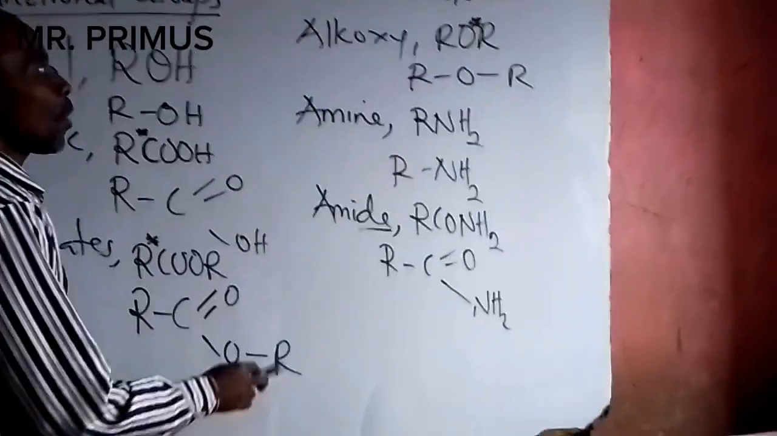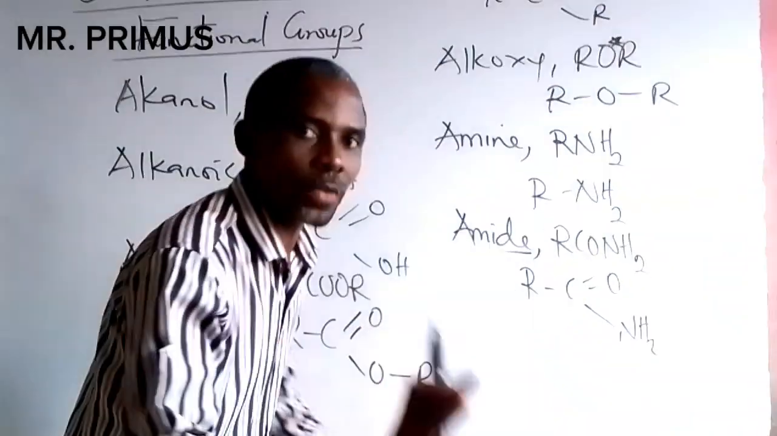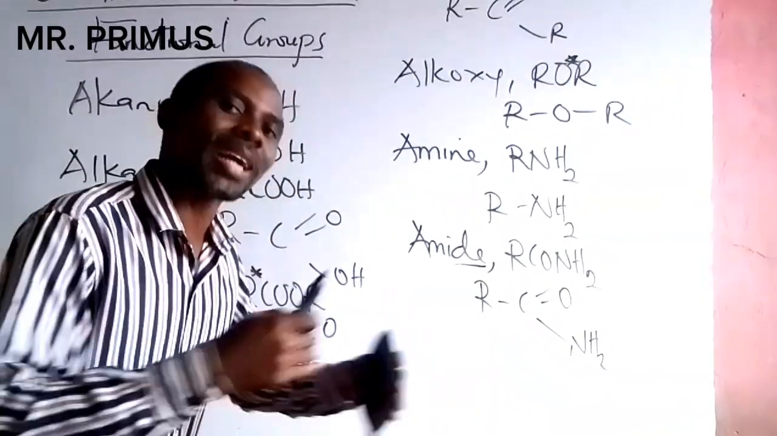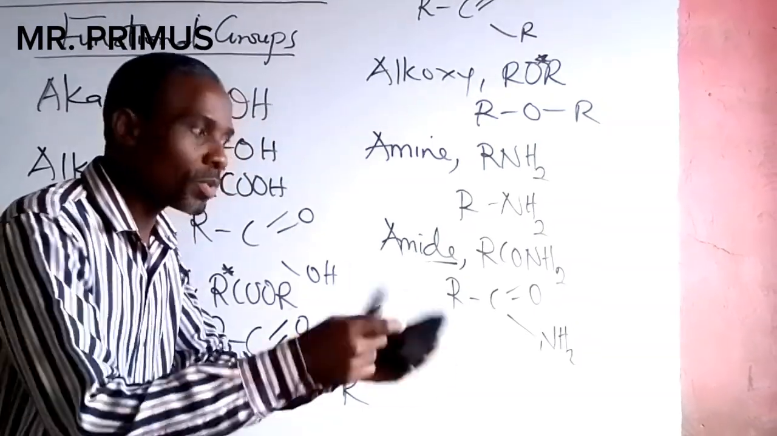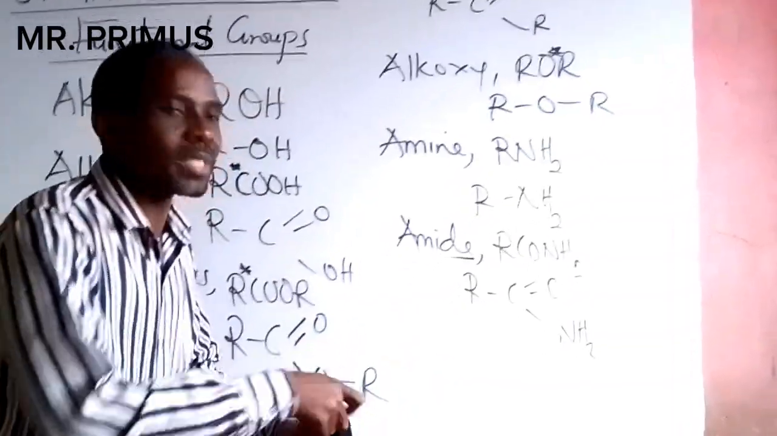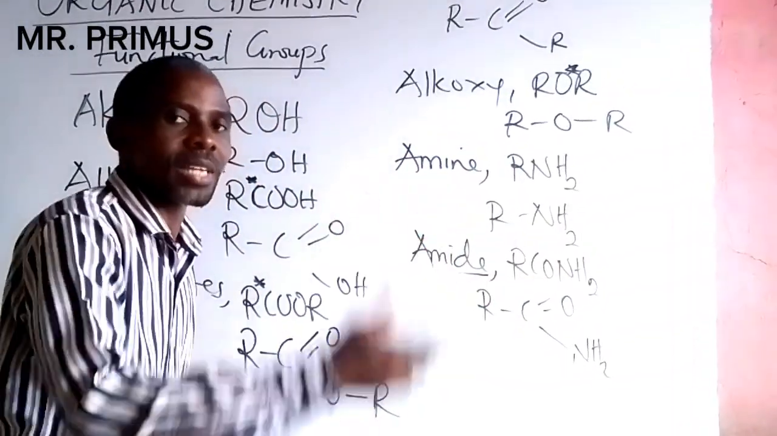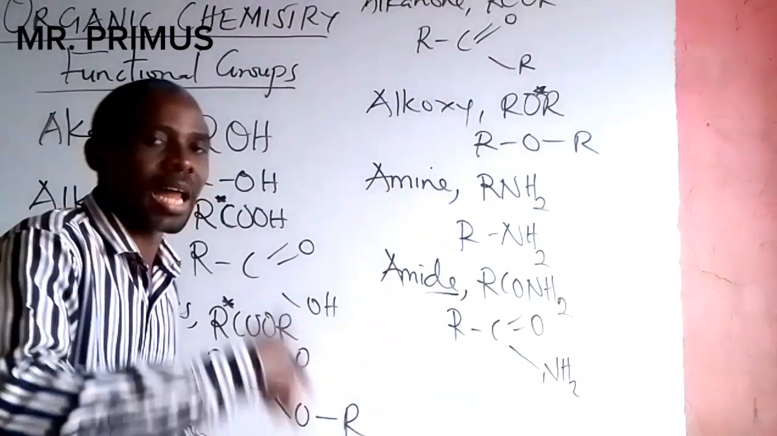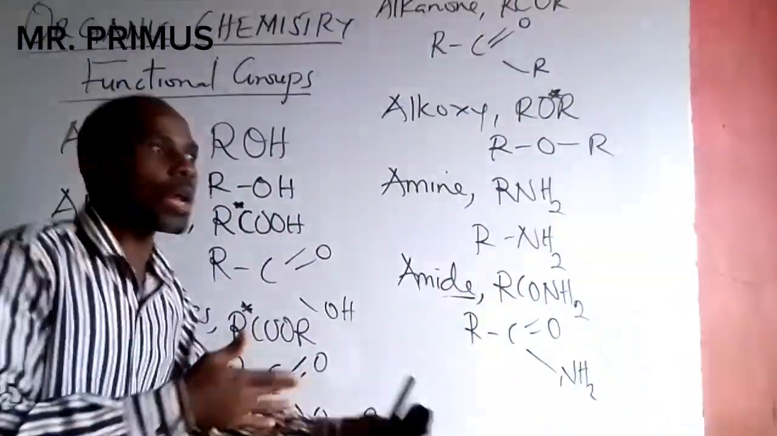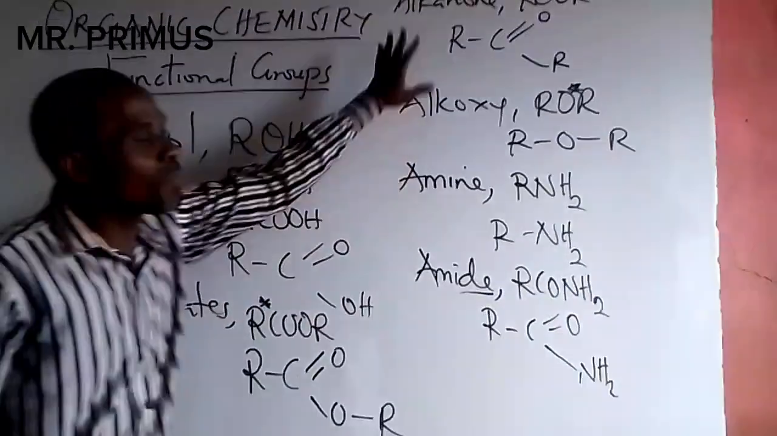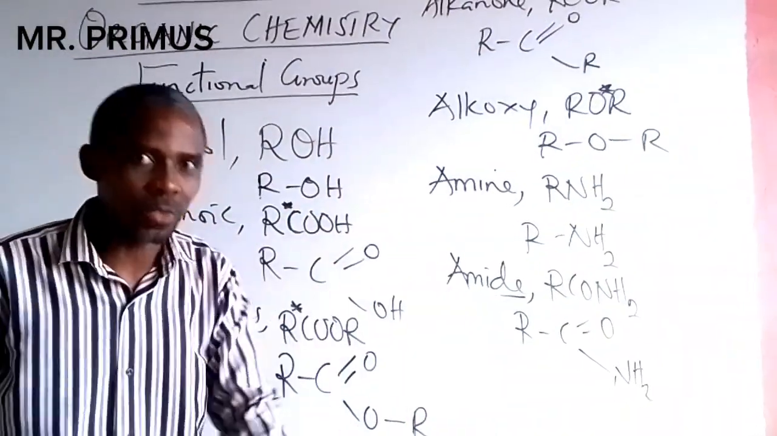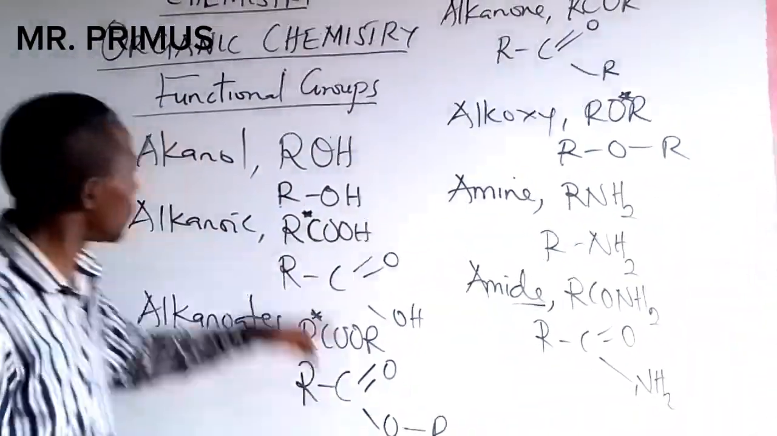So with this now, what I want you to do is memorize all this. If you can memorize all these, then you can write and name them. You can draw and name them. And when you draw, you can say, okay, this is an alkanol, this is an alkanoic, this is an ester, this is an amine, this is an amide, this is an alkoxy. Then you start looking at the properties and other things. If you cannot memorize all these, believe me, you have been doing nothing. So take time to memorize all these.